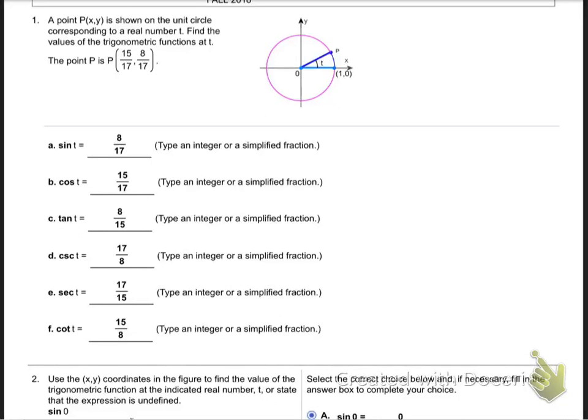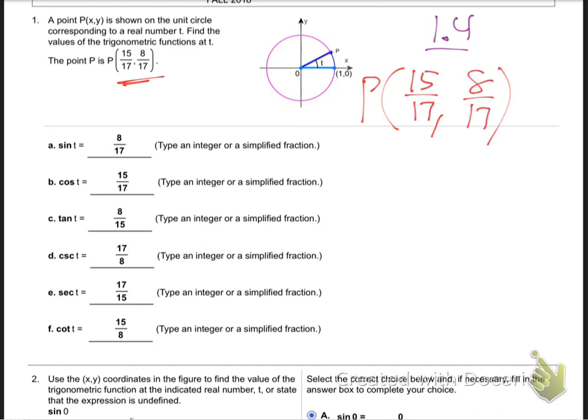Okay, so here we are, section 1.4, question number 1. What they're asking me for, this one will actually be pretty easy for you. They're giving me a point, 15/17, 8/17. That's the x and the y, and they're basically asking me for all the trig functions: sine, cosine, tangent, on and on you go. All of them. So, how do we do it?